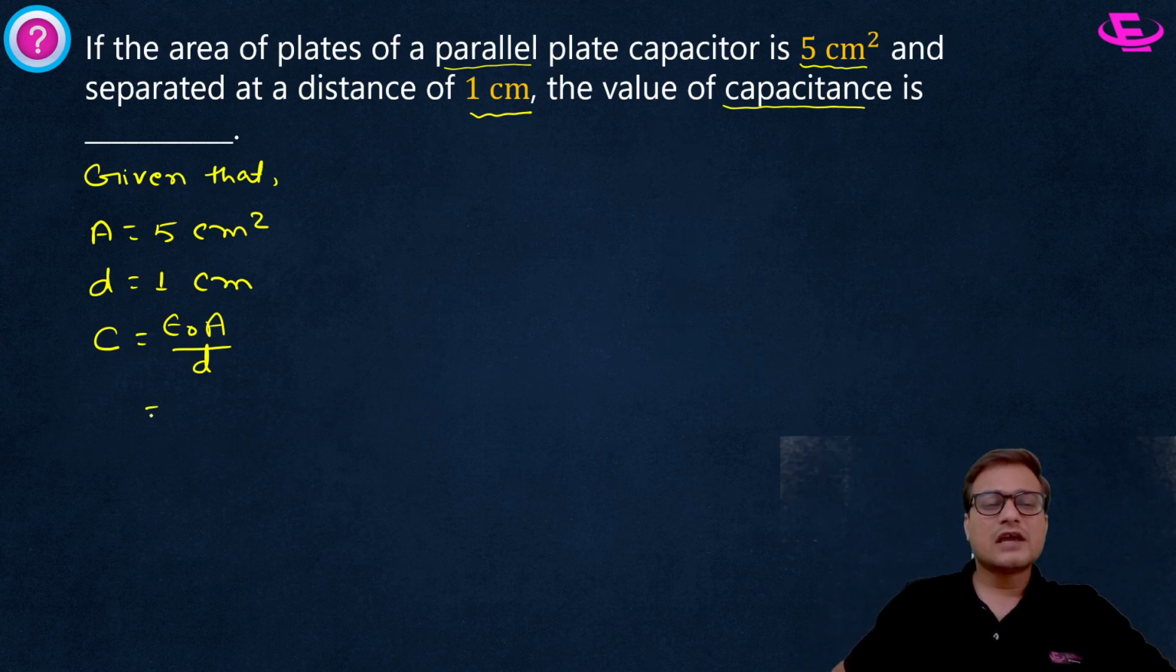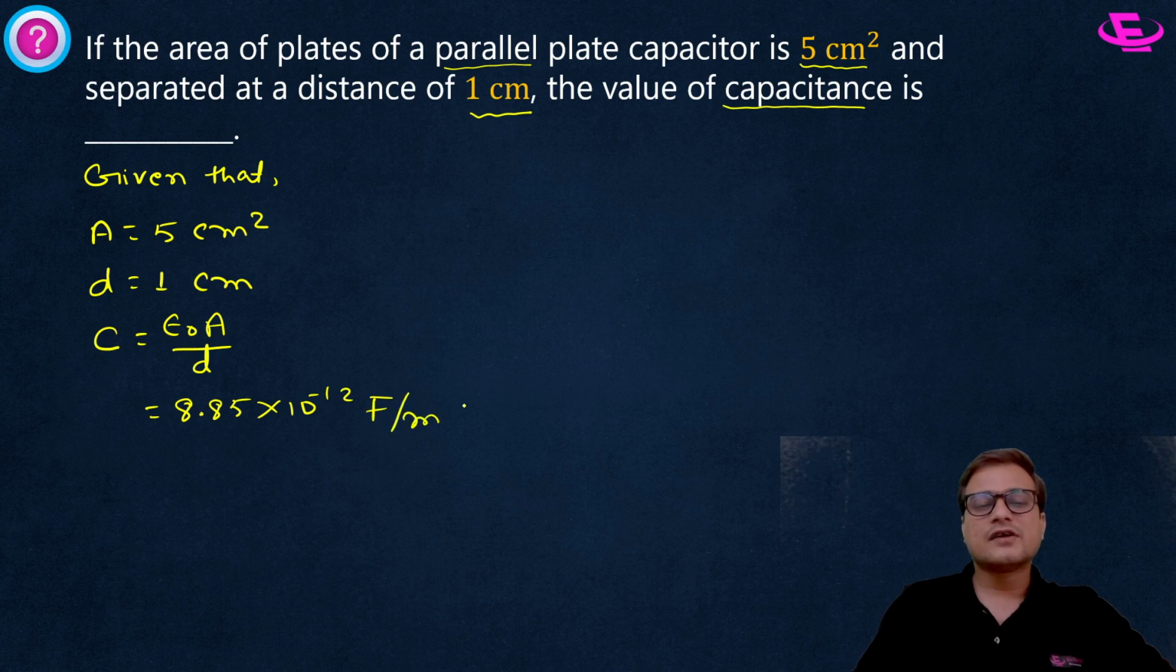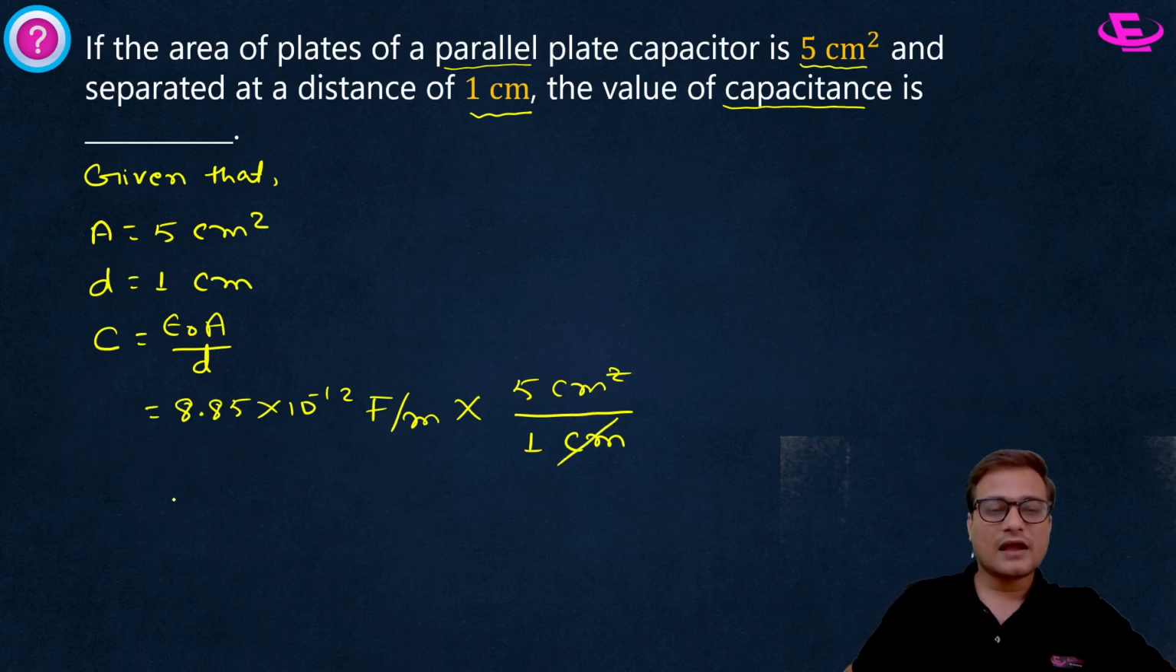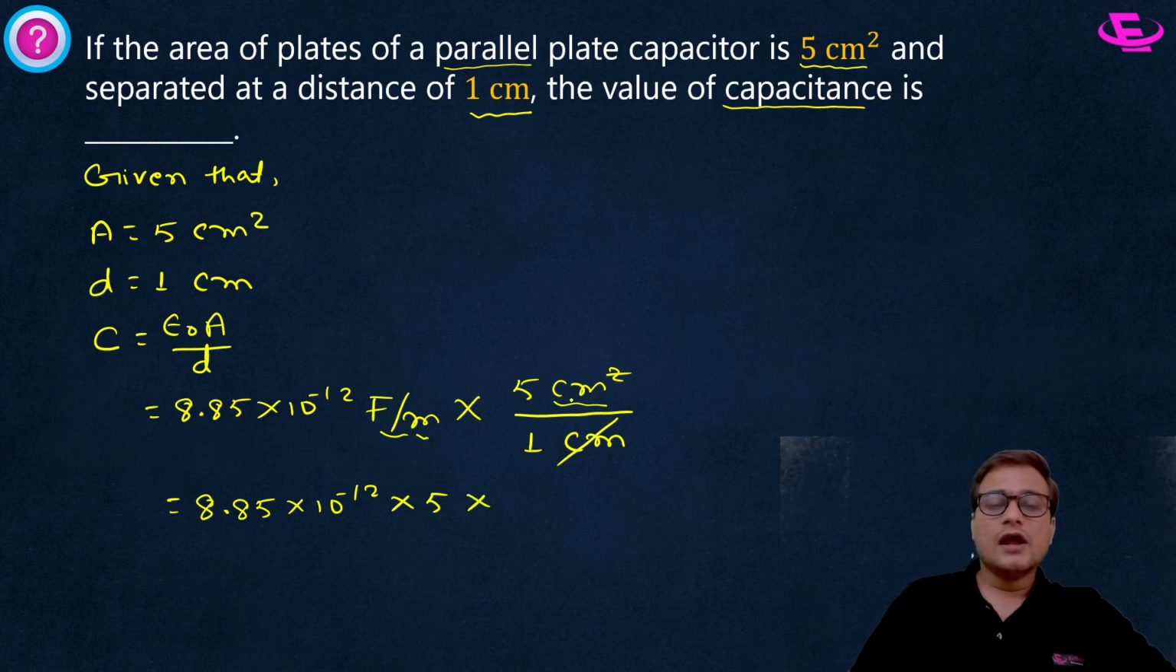So now if we put all those values, 8.85 into 10 to the power minus 12, what is the unit? Farad per meter, into area, which is 5 centimeter square, divided by the distance of separation d, which is equal to 1 centimeter. So centimeter, 1 centimeter will be cancelled out. From here it will be 8.85 into 10 to the power minus 12 farad per meter, and here it is centimeter. So what will you do? You write into 5 into 10 to the power minus 2 farad.